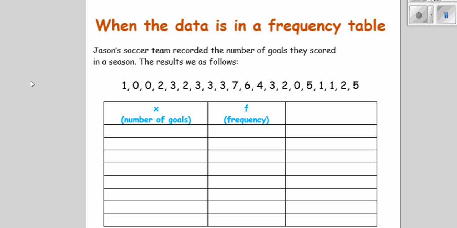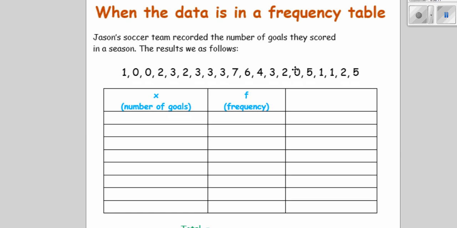So we're now on the next page. When the data is a frequency table, these are when it's a little bit more awkward. Jason's soccer team recorded the number of goals he scored in a season. The results are as follows. What kind of data is this? Quantitative discrete. Yes, because you can only get a number of goals, you can't get 1.7 goals. What's the lowest score? Zero. And the highest? Seven. And we seem to have all the ones in between.